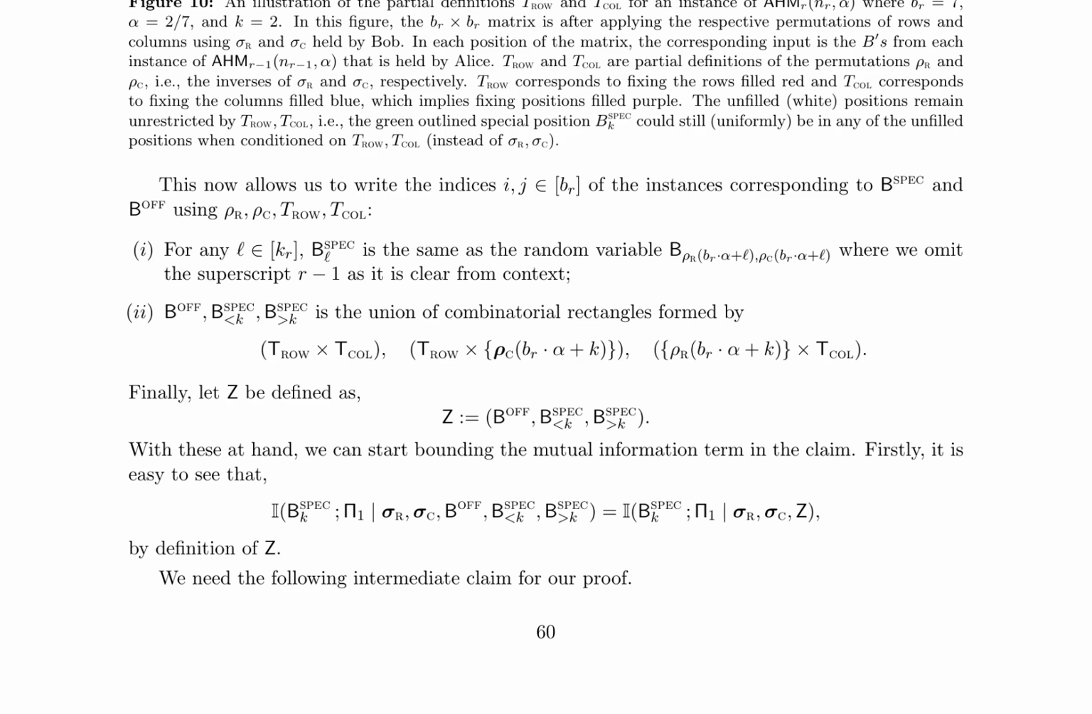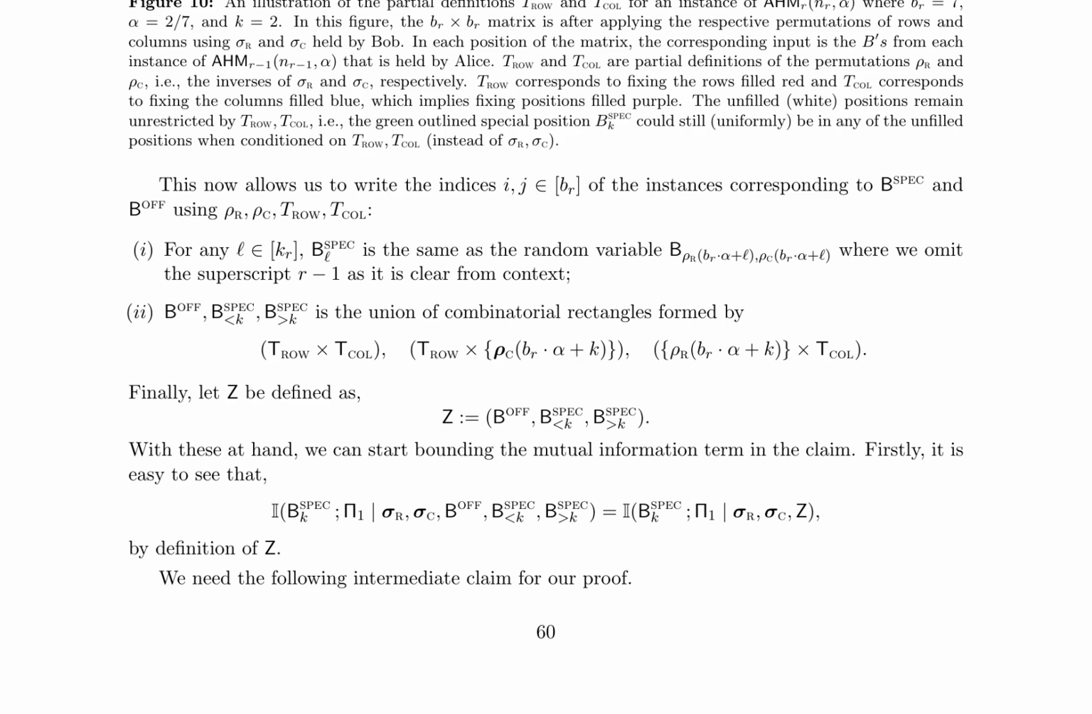The authors define the random variable Z as the union of B_off, B_spec_less than k and B_spec_greater than k. This allows them to rewrite the mutual information term I(B_spec_k; pi_1, sigma_r, sigma_c, B_off, B_spec_less than k, B_spec_greater than k) as I(B_spec_k; pi_1, sigma_r, sigma_c, Z), a crucial step in bounding the mutual information term.